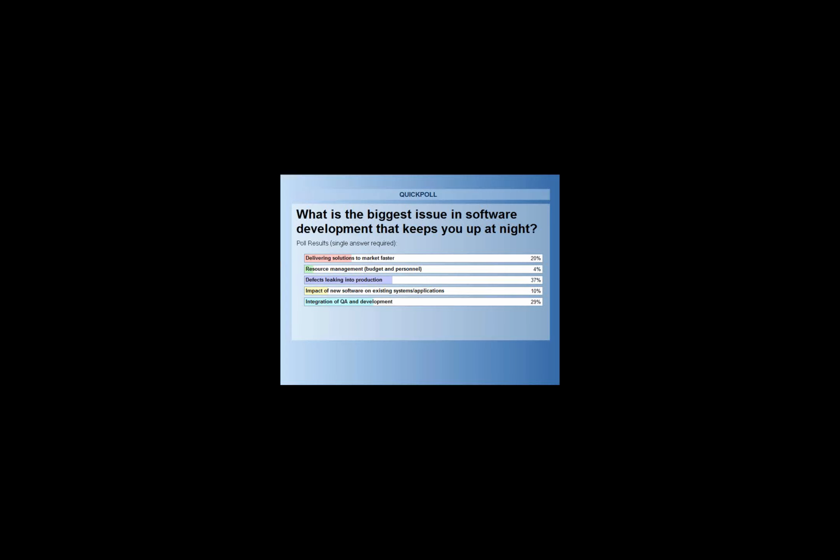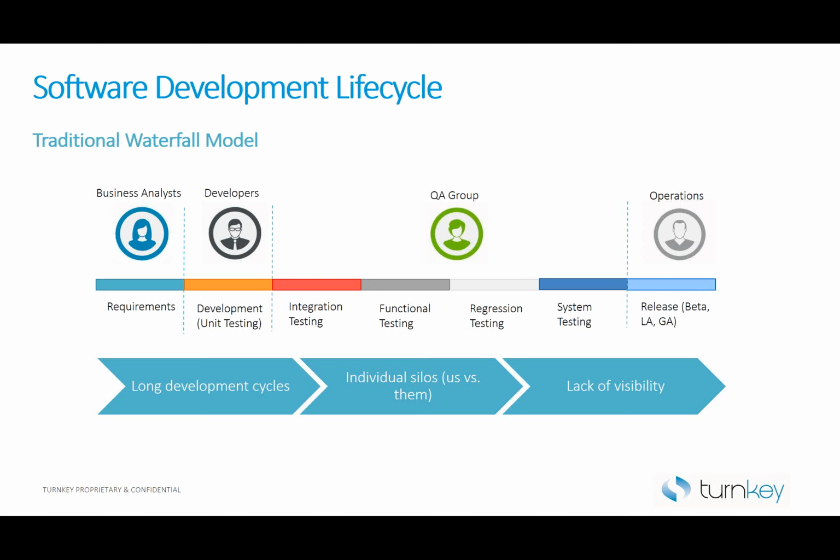Okay, so looking at the results right now, 37% selected defects leaking into production as our largest category. Next to that is 29% for integration of QA and development. And the third one, with 20%, is delivering solutions to market faster. So those are our results. Not a big surprise here with defects leaking into production as one of the most important things. So we definitely address and cover that in our future slides.